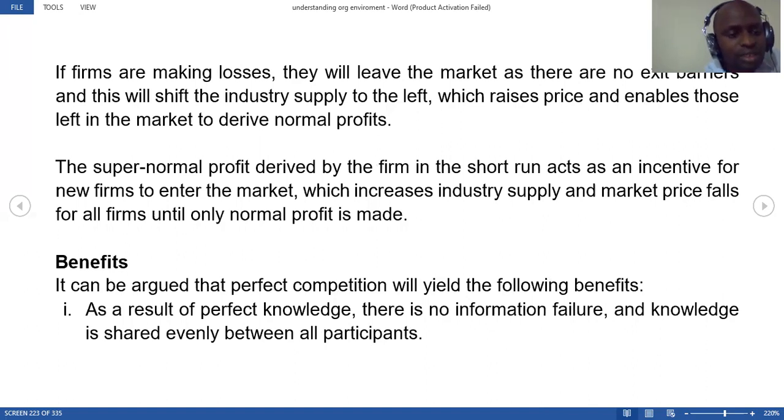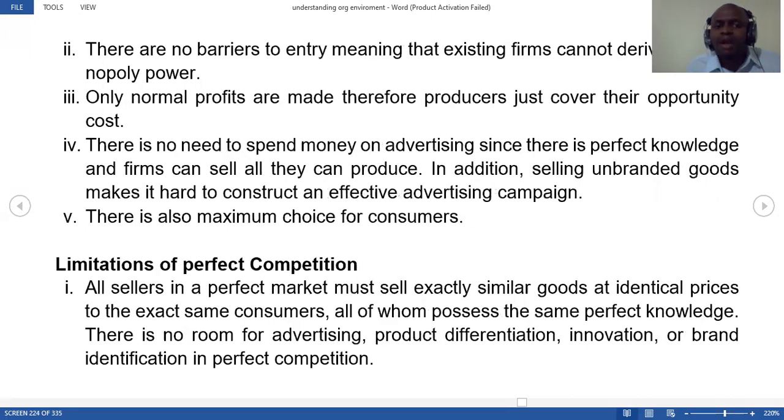So what are the benefits? It can be argued that a perfect market will yield the following benefits. Number one, as a result of perfect knowledge, there is no information failure. So everybody has the information that is required. Therefore, we do not have failures in the market. And there are no barriers to entry, meaning that existing firms can compete, and there is no one firm that is controlling the prices. Therefore, there is no monopoly.